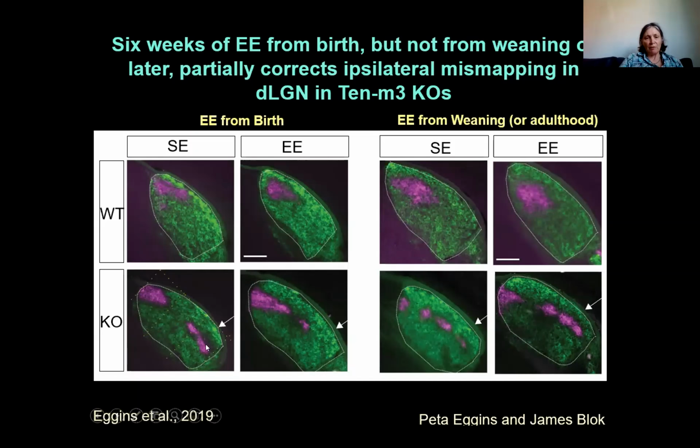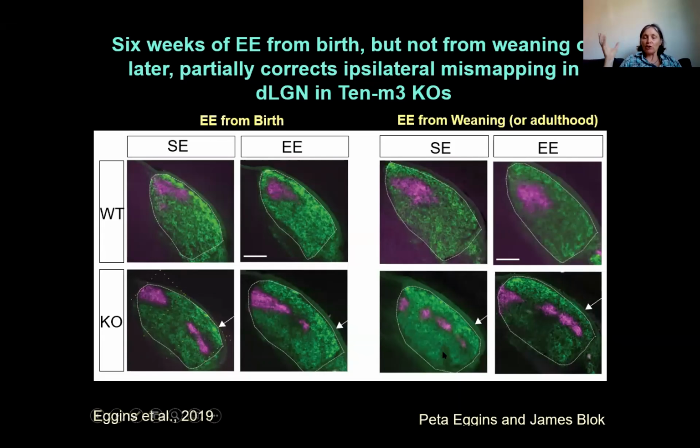In the standard house knockout mice, you see that long tail of the ipsilateral projections right down into the ventral part of the LGN, which is the ectopic wiring that seems to be the source of a lot of problems with the vision of the mice. But when we had enriched them from birth, you see there's a significant retraction. It's not gone all the way back to wild type, but it's a lot more similar to the wild type than the standard house knockout is.